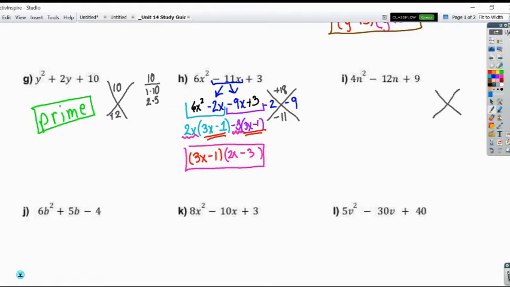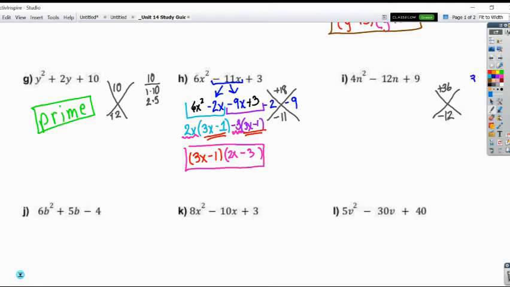So up top, I'm going to do a times c. That's 4 times positive 9 for a positive 36. On the bottom there, my b value is a negative 12. So what can I multiply together to make a positive 36, but also add together to make negative 12? Multiplies to 36, adds to negative 12. Think about it. Find that pair.